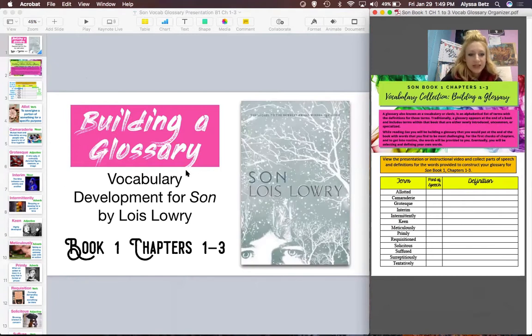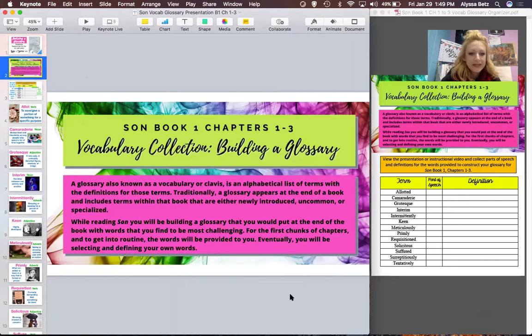So we're building a glossary, doing vocabulary development for book 1, chapters 1 through 3. A glossary is also known as a vocabulary or a clavis. It is an alphabetical list of terms with the definitions for those terms. Traditionally, a glossary appears at the end of a book and includes terms within that book that are newly introduced, uncommon, or specialized. While reading Sun, you will be building a glossary that you would put at the end of the book with words that you find to be most challenging.